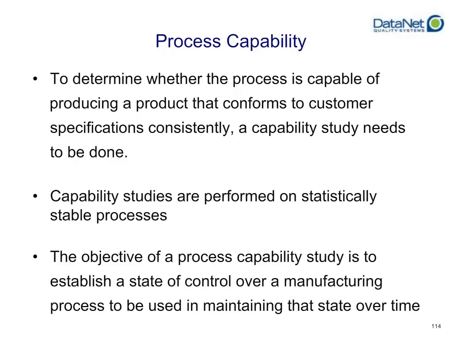If your process is currently out of control because your most recent subgroup is out of control, or you have a lot of out of control conditions within your data set right now, you cannot do a capability study. It is a meaningless capability study because your process is in a state where it is highly likely that it is currently shifting. Therefore, you don't know if it is capable at that point. The objective of a process capability study is to establish a state of control over manufacturing processes to be used in maintaining the state over time.